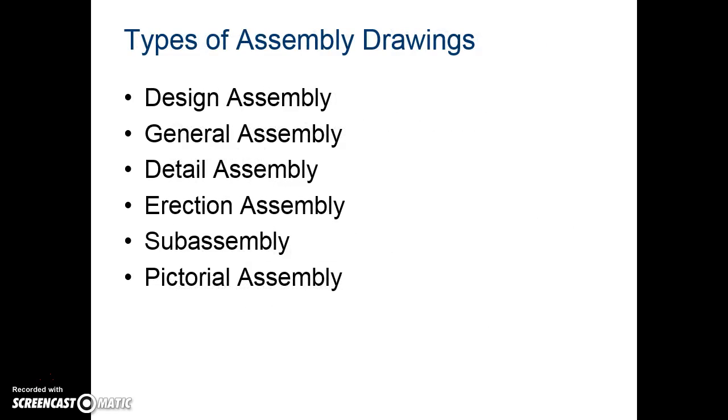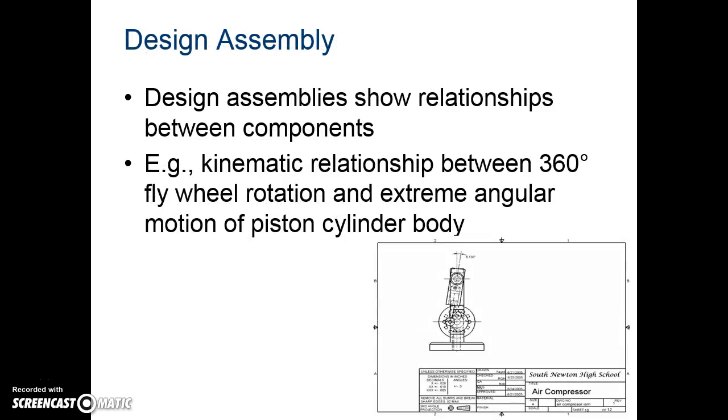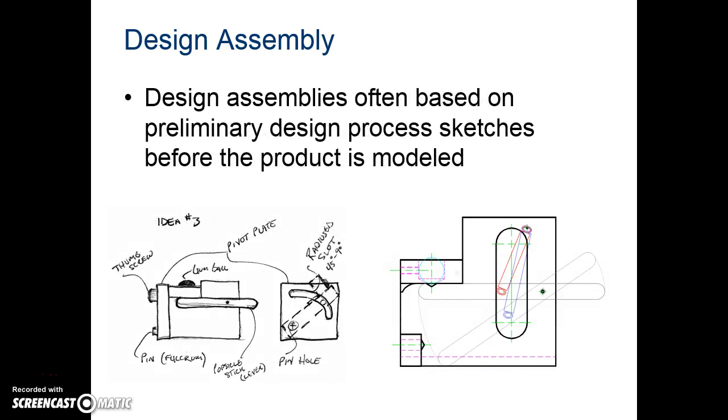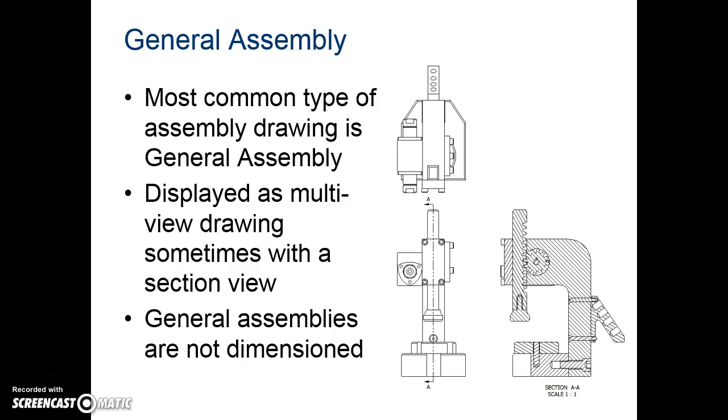Design assembly, general assembly, detail assembly, erection assembly, subassemblies, pictorial assemblies. We're going to talk about those. Design assemblies show the relationship between components. Here we have the design assemblies, often used in preliminary design processes, sketches before the product is modeled.